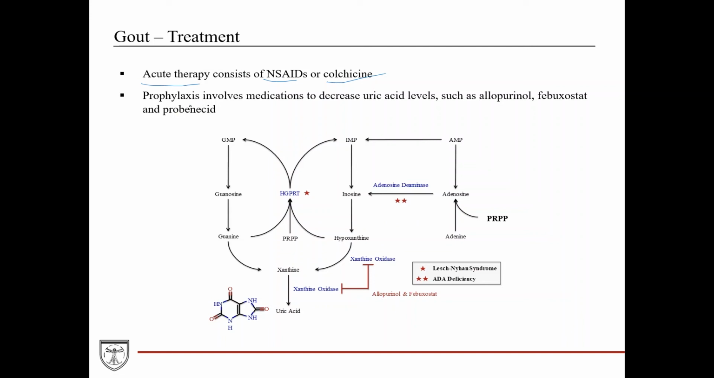Now, once you have the gout attack controlled, you want to give them therapy to help prevent these from happening again. So prophylaxis involves medications to decrease uric acid levels, which makes sense, mainly allopurinol and febuxostat, and then you can give probenecid, which acts on the back end in the kidney. And remember, these two drugs, they inhibit xanthine oxidase, which is then going to decrease levels of uric acid production.